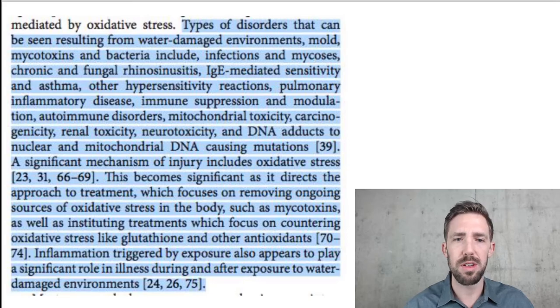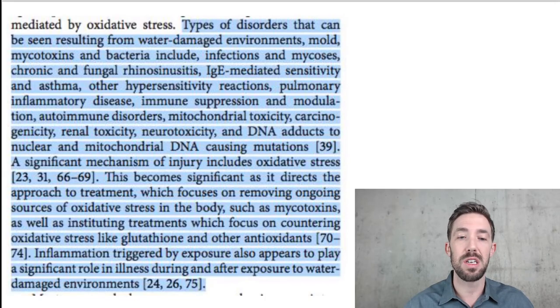This one says, types of disorders that can be seen resulting from water damage environments, mold, mycotoxins, and bacteria include infections and mycoses, chronic and fungal rhinosinusitis, so stuffy nose, stuffy sinuses, allergies, asthma, hypersensitivity reactions, inflammatory lung issues, immune suppression and modulation, autoimmune diseases, so mold exposure is associated with autoimmune diseases, especially systemic ANA type autoimmune diseases, mitochondrial toxicity, really bad, carcinogenicity, that's cancer, renal toxicity, neurotoxicity, killing brain cells, and DNA adducts to nuclear and mitochondrial DNA causing mutations. That's not good.